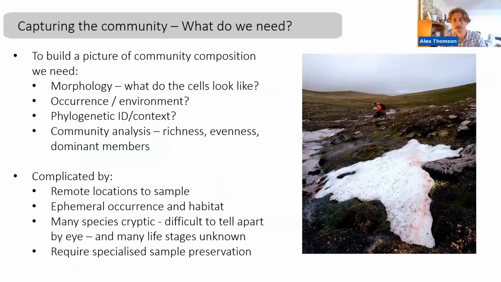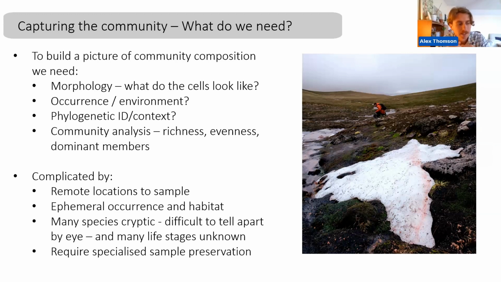And so what I've been trying to do over the last year is find ways to capture as much of a picture of community composition as possible. What we're trying to gather when we're doing that are various levels of information. Firstly, the morphology of the community. So what do the cells look like? This acts both as an identification tool, but also in terms of understanding the ecological traits of those groups as well. It's really important to gain some observational data of occurrence on a landscape level and the environment in which these blooms are occurring.